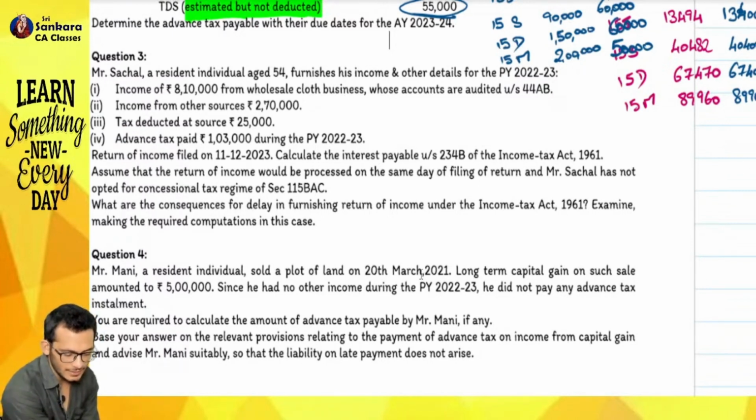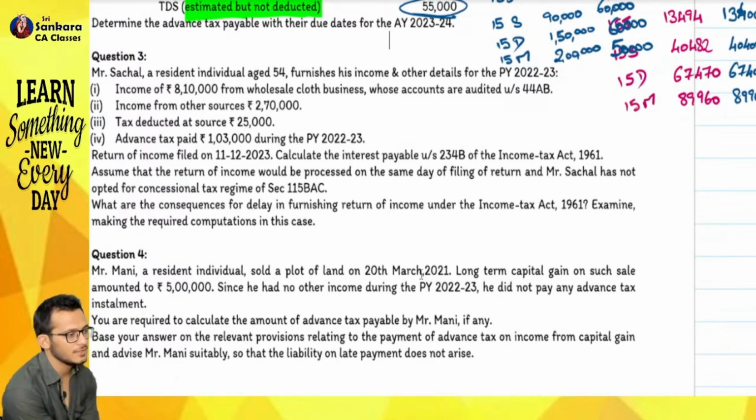Question says that return filed on 11th December, you are required to calculate the interest payable under 234. Assume that the return of income would be processed on the same day of filing the return and that he has not opted for the concessional regime of 115BAC. What are the consequences of the delay in furnishing return of income? Examine, making the required computations in the Act. They are simply saying, I want only 234B.